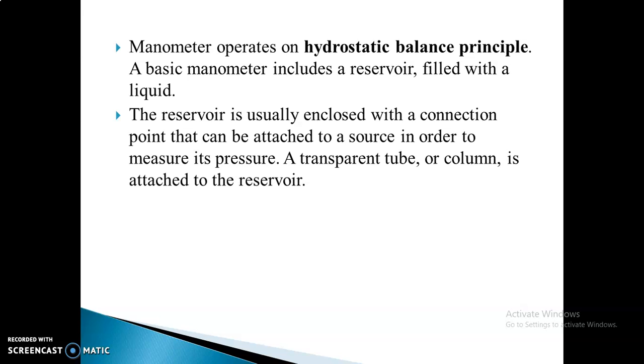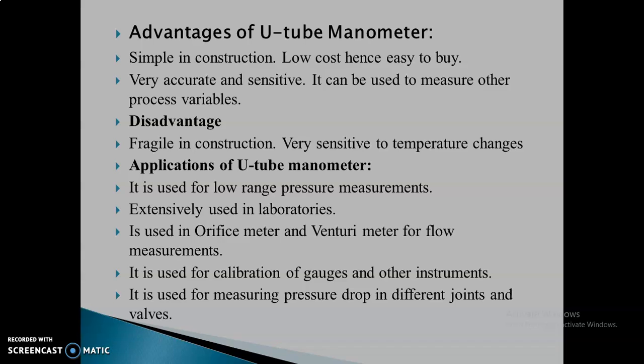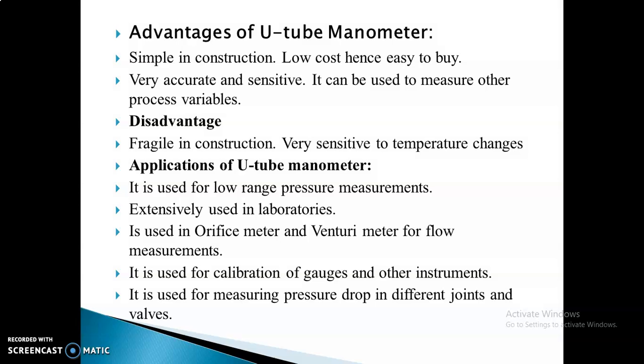Your manometer generally operates on the principle of hydrostatic balance, where it includes a reservoir and it is filled with a liquid. And the reservoir is usually enclosed with a connection point and it can be attached to a source to measure the pressure. So it consists of a transparent tube, that is your U-tube, and they used to call it a column, and it is also attached to the reservoir, and because of the shape it is U, it is called a U-tube manometer.